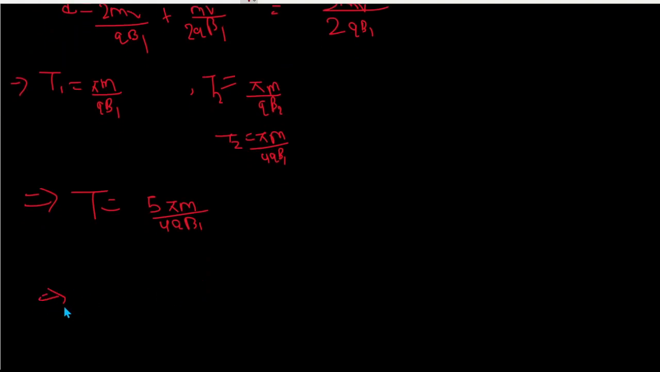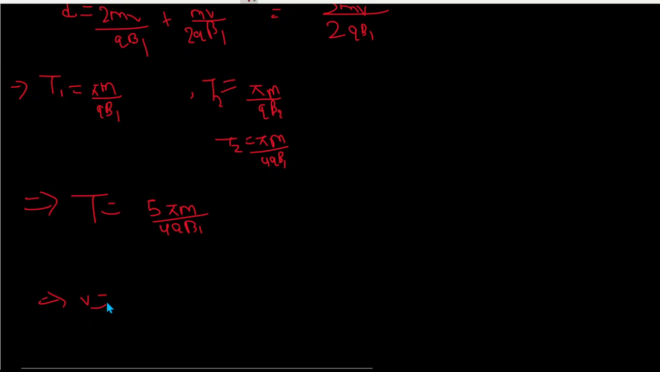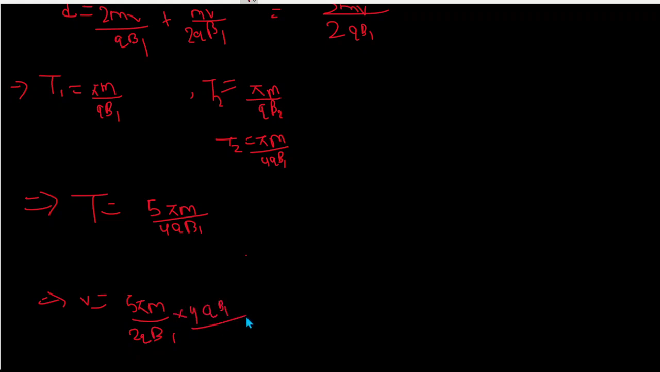Now we have to find out the average speed, total distance traveled divided by total time taken. This is a simple thing. Average speed v is equal to the distance we have calculated, which is 5mv. Putting the value of velocity as pi, it will be 5 pi m divided by 2qB1 into 4qB1 divided by 5 pi m. This and this will cut out. This and this will cut out. 2, 2. So the answer to this particular question is velocity is equal to 2 meter per second.